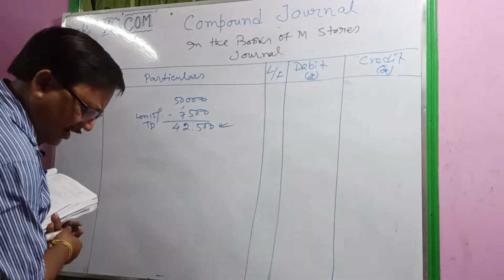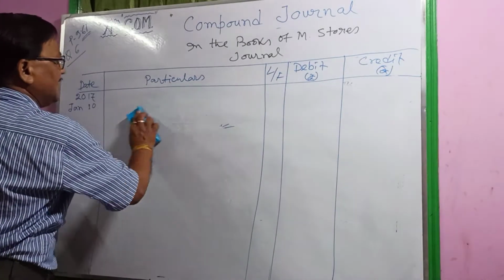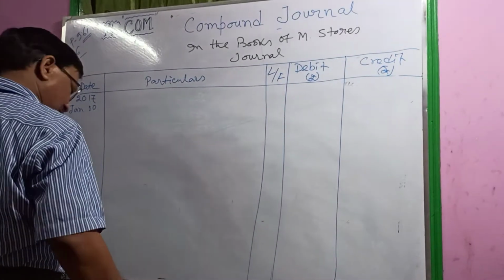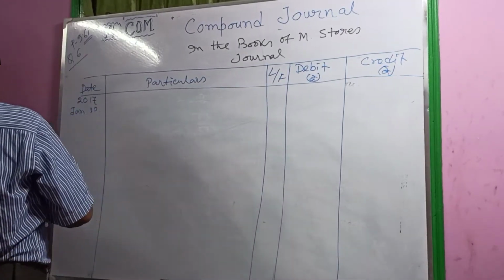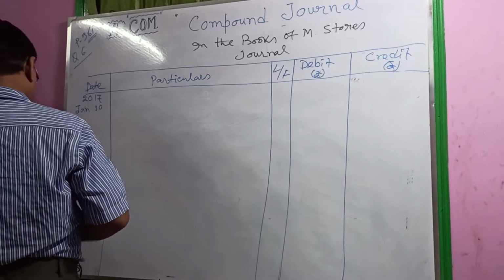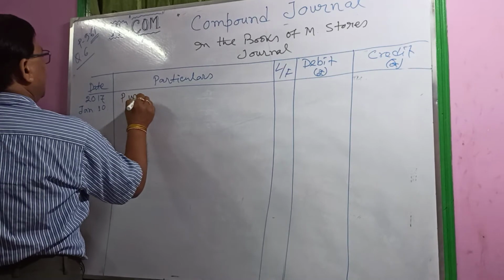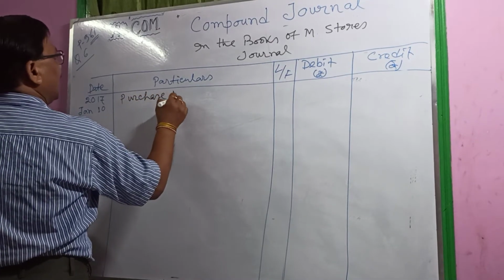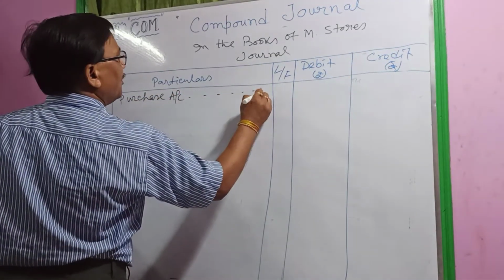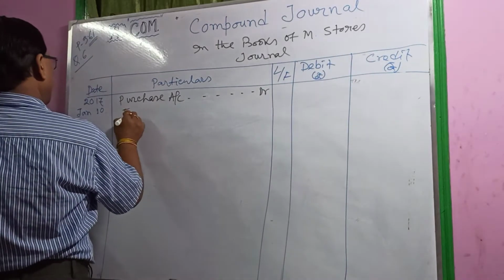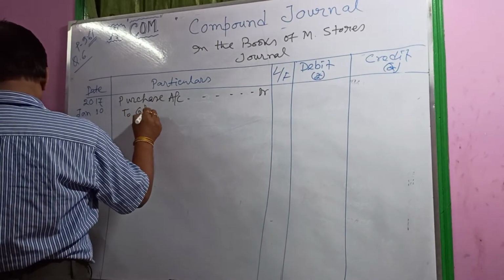Now you write the journal entry. In this case, the first journal entry: purchase account debit to Ghanshyam account. You write purchase account debit to Ghanshyam account.